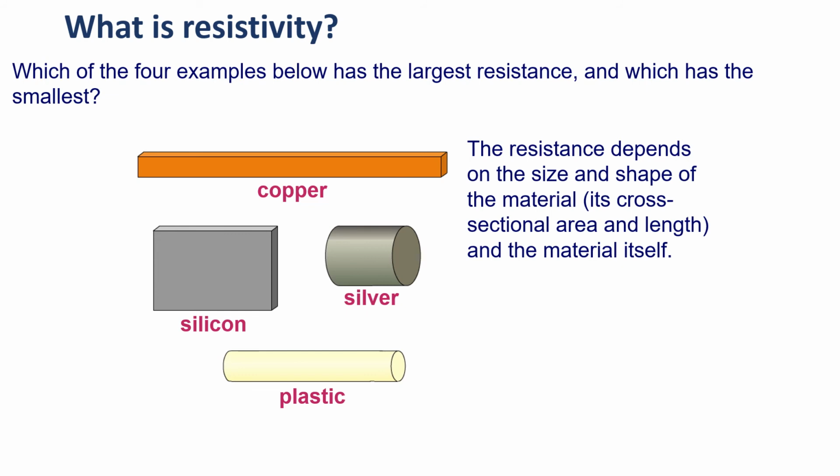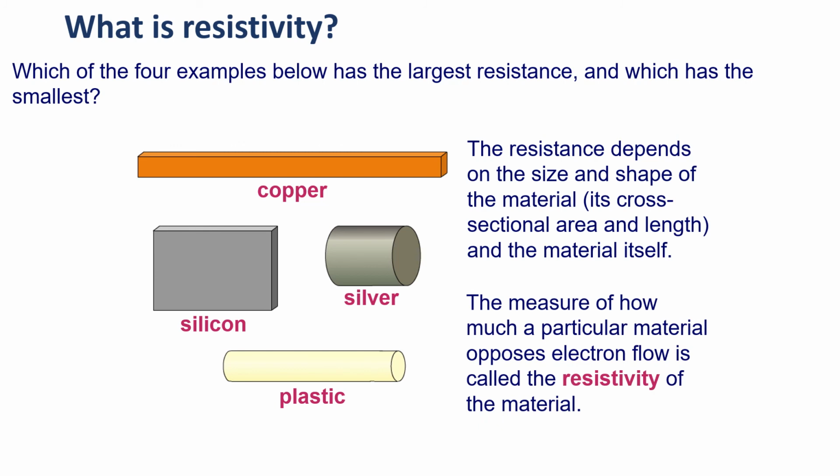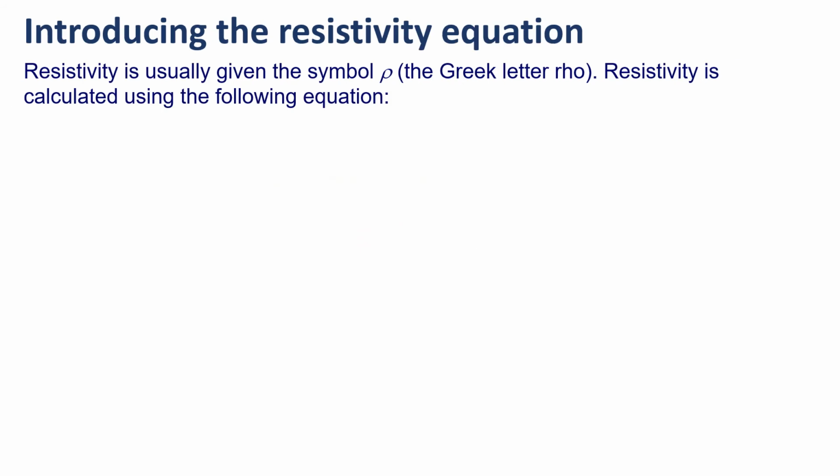We're going to explain this with the term resistivity. The measure of how much a particular material opposes electron flow is called resistivity. That's unique to a material. I'm going to try and explain this to you. So resistivity is usually given the symbol rho. It's a Greek letter. It's the same symbol as is given to density.